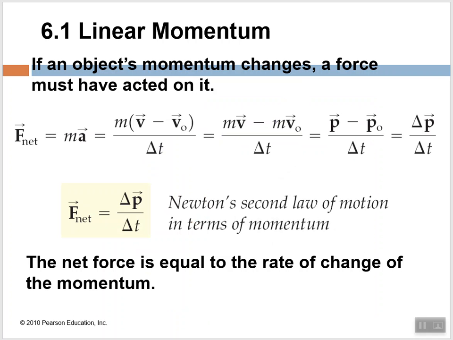If an object's momentum changes, a force must have acted on it. So what they're saying here is that some net force, or MA, had to have acted on an object. And the way they're doing this is they're going to show you that MA is equal to a change in momentum. So what they do first is take the acceleration and break it down: acceleration is equal to VF minus VI all over T.